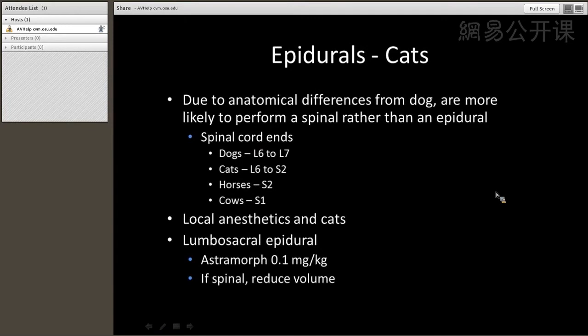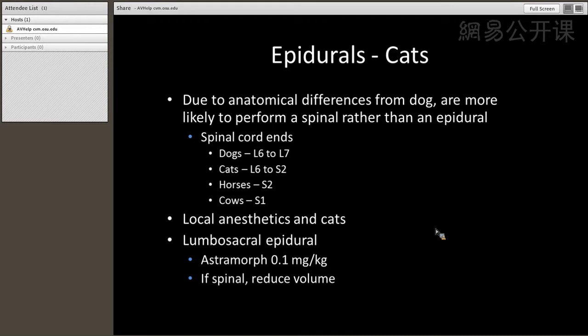Epidurals in cats are a little bit different. They have different anatomy, so their dorsal spinous processes are shaped differently, and so that can be a little bit of an issue for when you're placing your needle. Their spinal cord ends a lot more caudally, or at least it's more variable than it is in a dog, so you're more likely to get a spinal rather than an epidural.